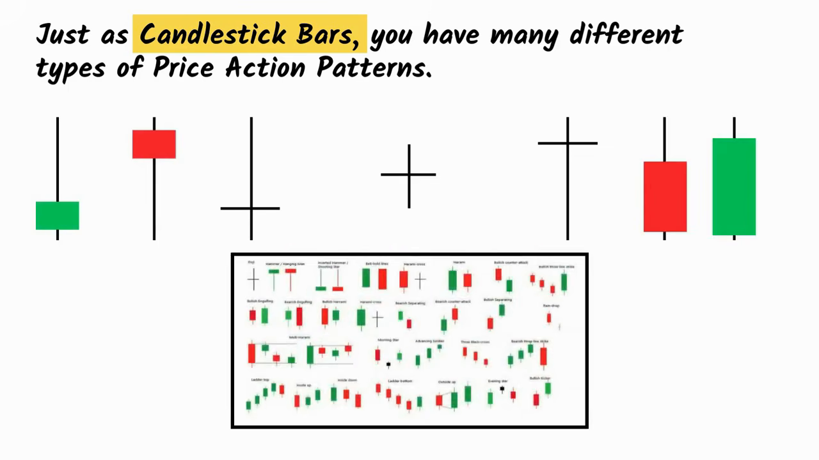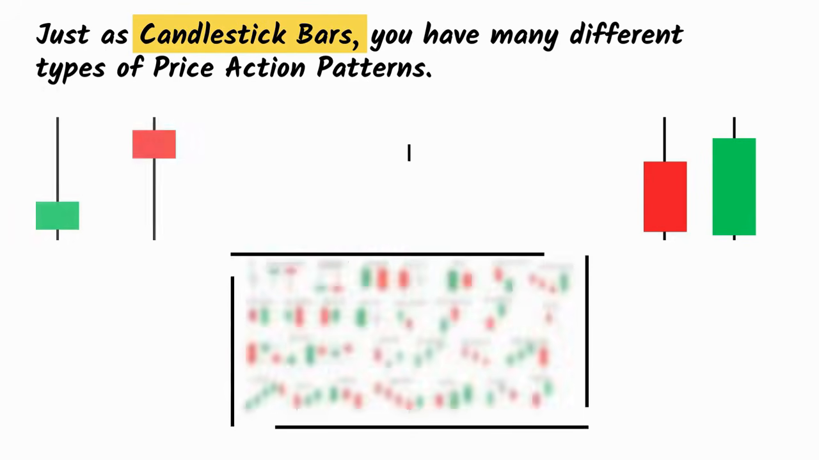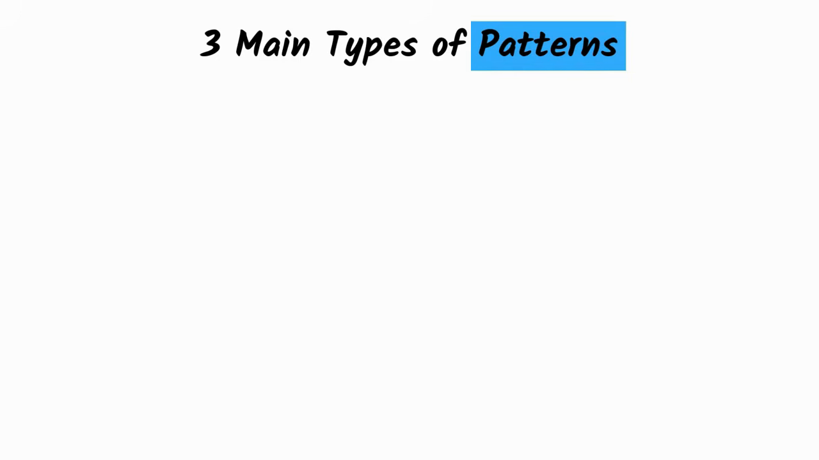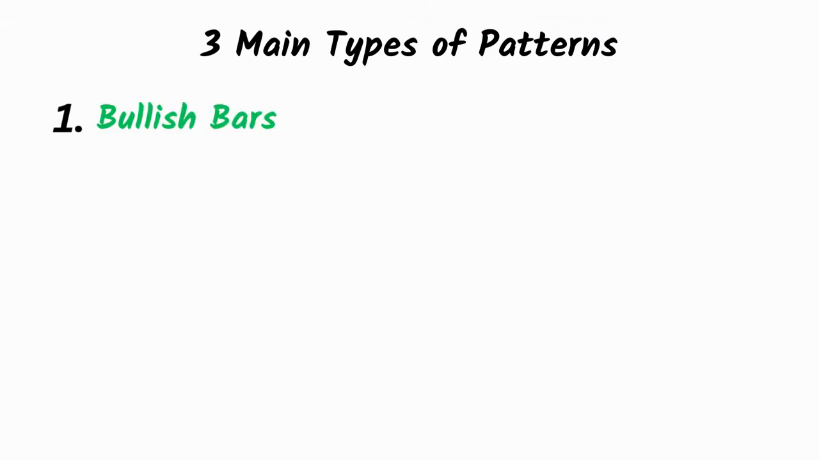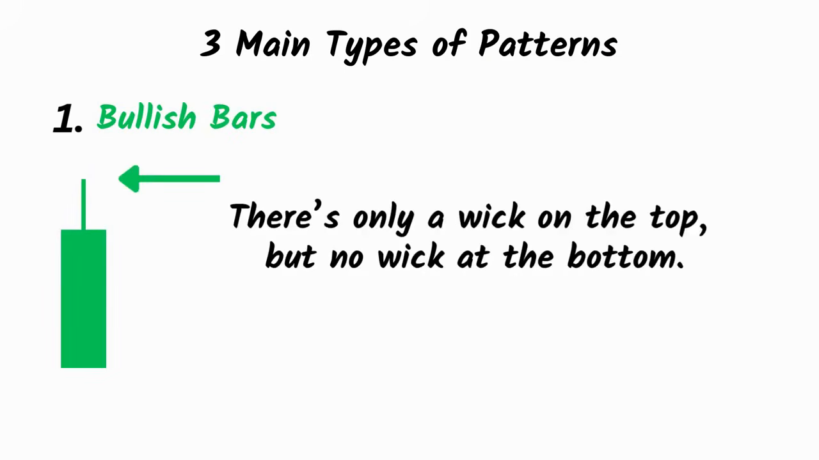Just like candlestick bars, there are many different types of price action patterns: doji, gravestone doji, dragonfly doji, pin bars, engulfing candlesticks, and the list goes on. There are literally tons and tons of candlestick patterns. But with Heiken Ashi bars, I've simplified them all and categorized them into just three main types of price action patterns. First, bullish Heiken Ashi bars.